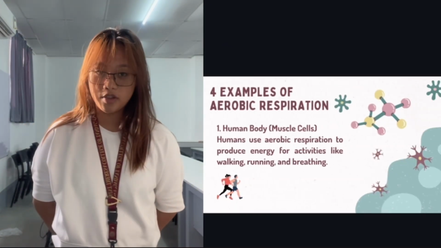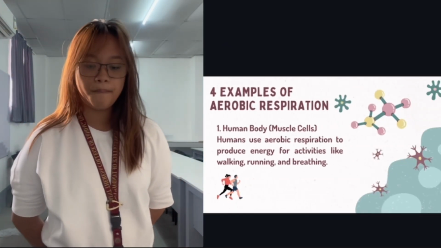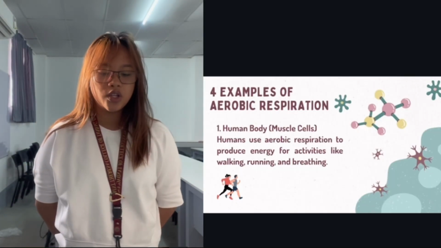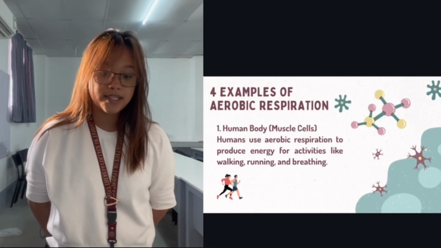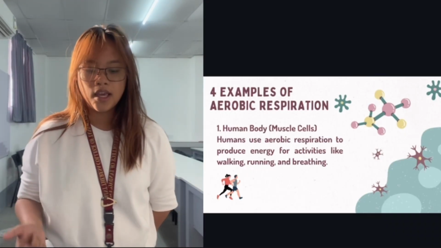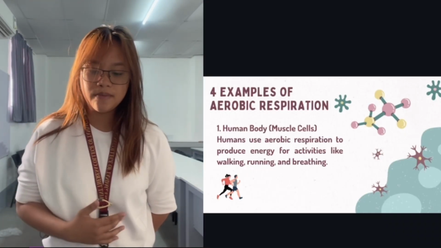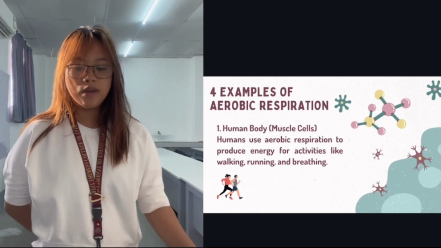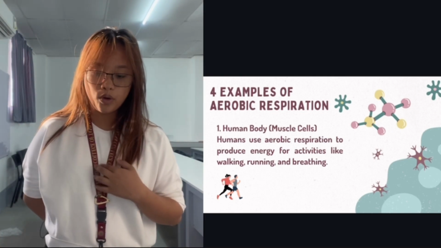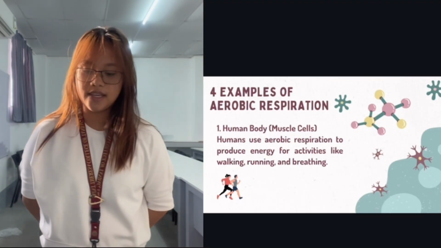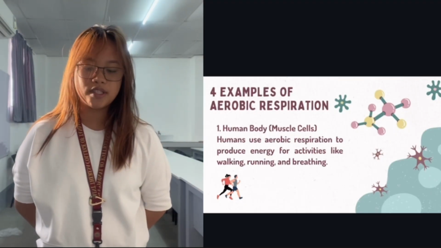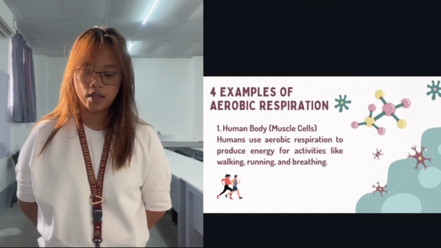Now, let's talk about the examples of aerobic respiration. Number 1. Human body or the muscle cells. Humans use aerobic respiration to produce energy for activities like walking, running, and breathing. In humans, aerobic respiration happens in our muscle cells. When we breathe normally, for example, when we walk or do light exercise, oxygen is supplied to the cell to break down glucose, giving us energy to keep moving.